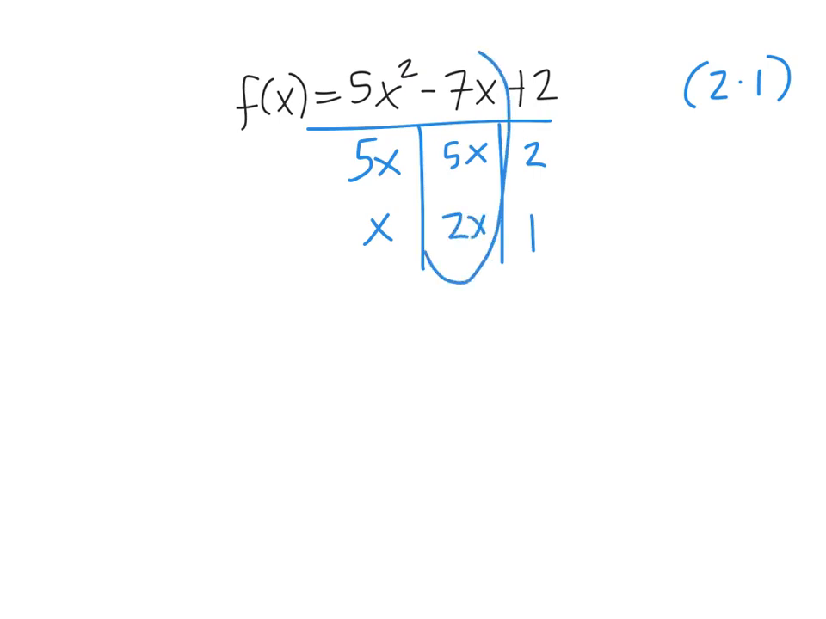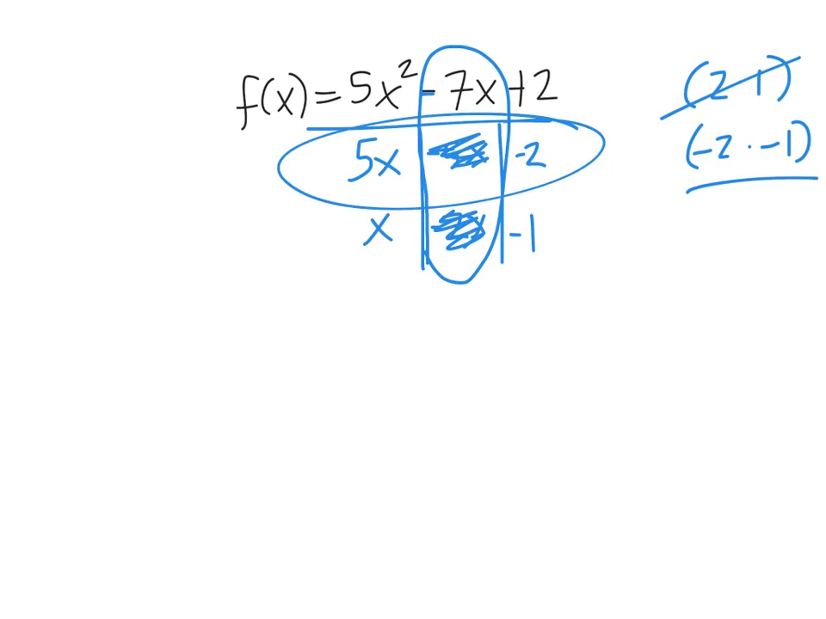Does this add up to a negative 7? No, it doesn't. So what I need to include is negative 2 times negative 1. Make them both negative. Negative times a negative gives you a positive, but when I add these negatives, I get negative 7. So here's our combination. We ignore this right here, and we have 5x minus 2 and x minus 1.